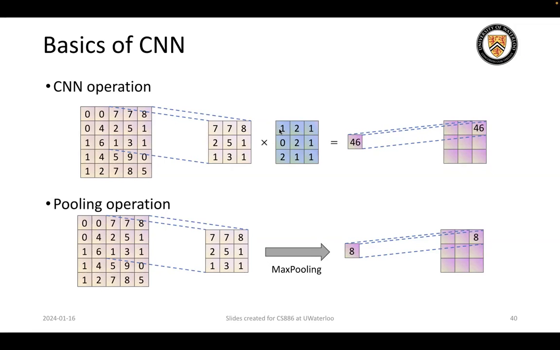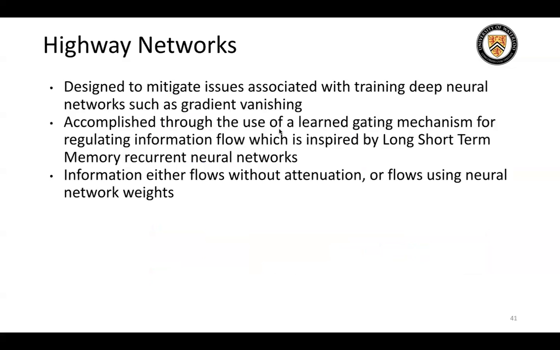And we do matrix element-wise multiplication and sum the values. Let's say we get 46, and we insert 46 into a results matrix. Another operation is called the pooling operation. Here we simply take the max value of the submatrix, let's say 8, and we insert 8 into the position of the new matrix. Before we talk about the variants of CNN, let's look at highway networks.